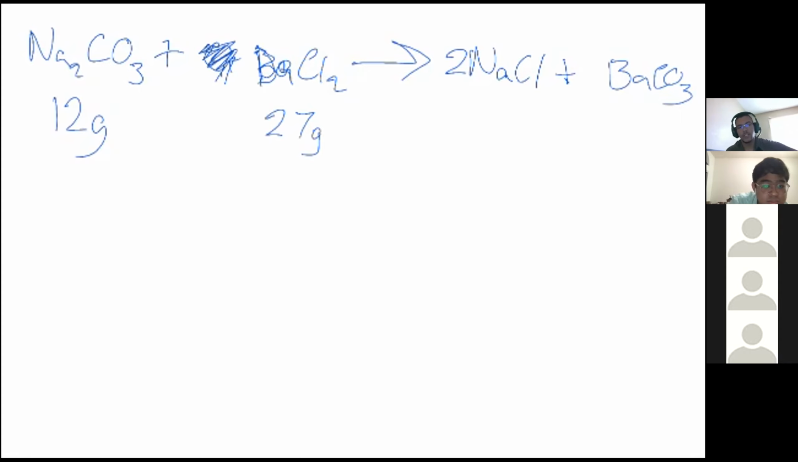Now, with that in mind, sodium carbonate, is that soluble or insoluble? Soluble, because group 1 is always soluble. All group 1s will always be soluble. Barium chloride, I know it looks really bad, but that one's soluble. Nice.